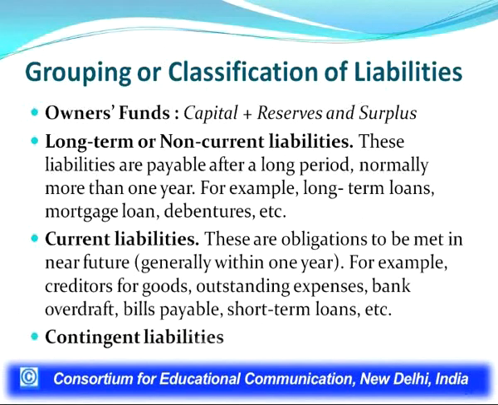Then the third category is current liabilities. Current liabilities are those obligations of the firm which are to be met in the near future, that is generally within 1 year. For example, there may be creditors for goods. It means that the firm has purchased the goods on credit basis, so there is a liability which we call creditors. Or there may be bills payable also, and combinedly we call them trade payables.